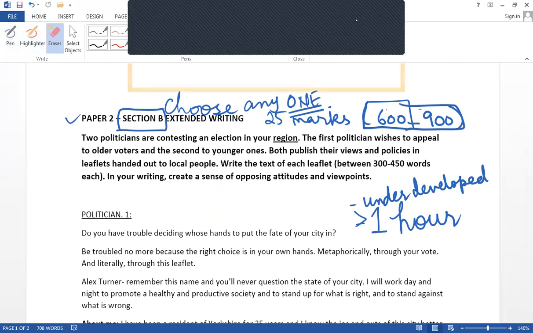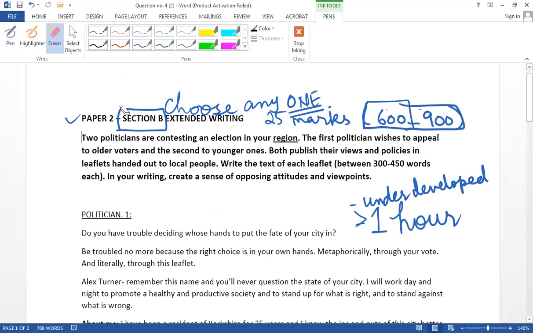Two politicians are contesting an election in your region. The first politician wishes to appeal to older voters and the second to younger ones. Both publish their views and policies in the leaflets handed out to local people. Write the text of each leaflet between 300 to 450 words each. In your writing, create a sense of opposing attitudes and viewpoints.